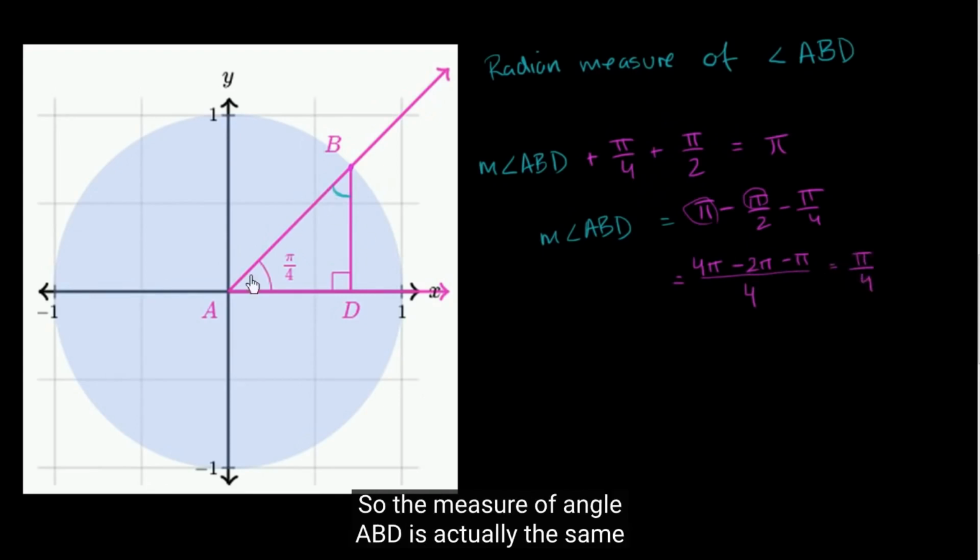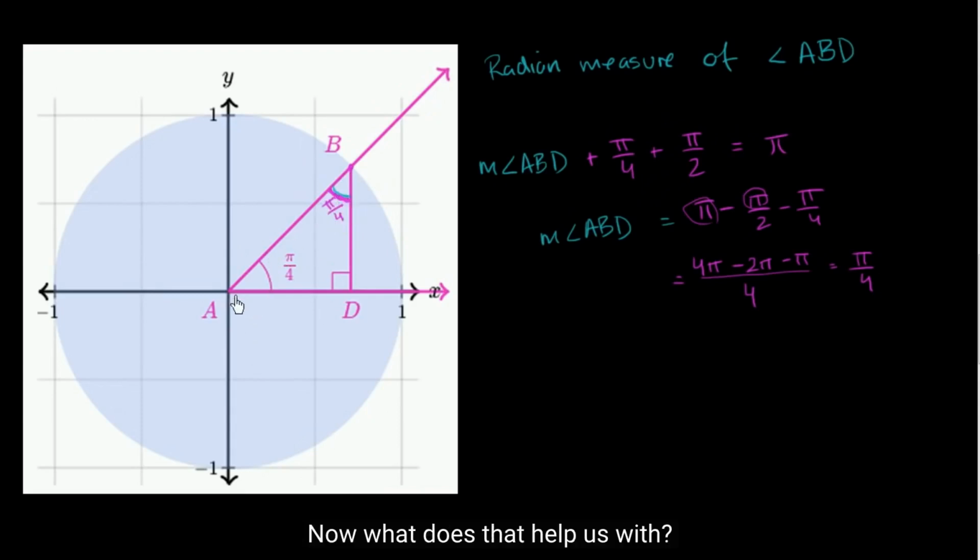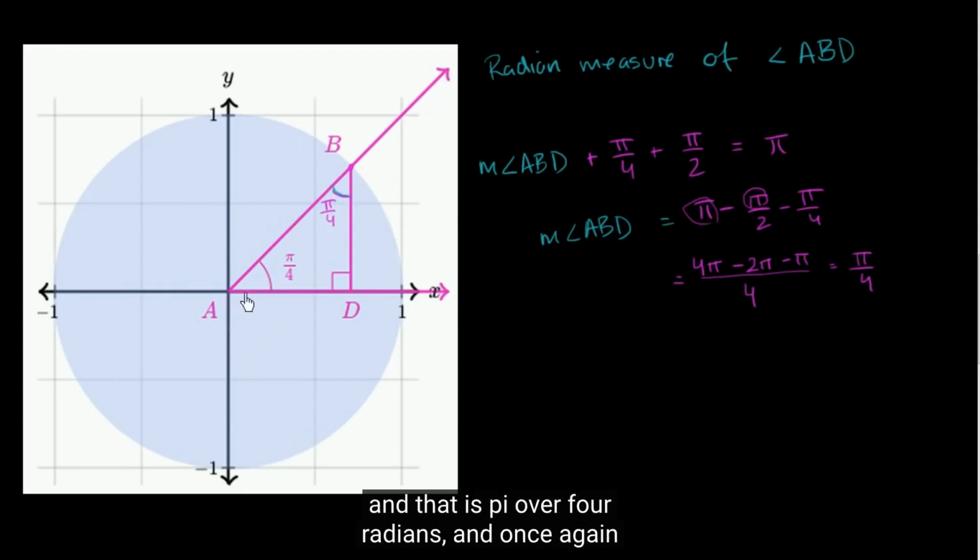So the measure of angle ABD is actually the same as the measure of angle BAD. It is pi over 4. So that angle right over there is pi over 4. Now what does that help us with? So if we know that this is pi over 4, and that is pi over 4 radians, and once again, we know this is a unit circle, so we know that the length of segment AB, which is the radius of the circle, is length 1.